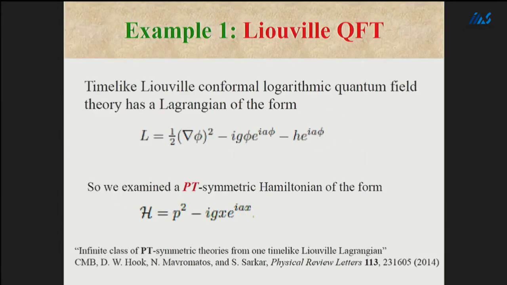Okay. So Liouville quantum field theory, we looked at something called time-like Liouville conformal logarithmic quantum field theory. It's a very long word. But basically, this is a Lagrangian that contains a term of the form that contains the field multiplied by e to the i times the field, and also e to the i times the field. Okay? And this term is the important term. This can be eliminated just by translating the field. So the corresponding quantum mechanical theory is p squared times x times e to the ix.